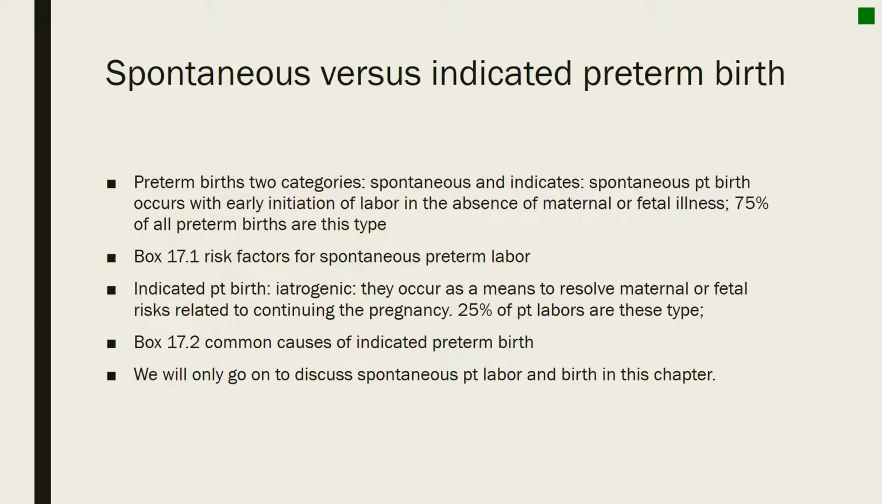An indicated preterm birth is iatrogenic. This means that it occurs to resolve a maternal or fetal risk related to continuing the pregnancy. 25% are this type. Box 17.2 has your common causes of indicated preterm birth. We're only going to discuss the spontaneous premature labor and birth in this chapter.